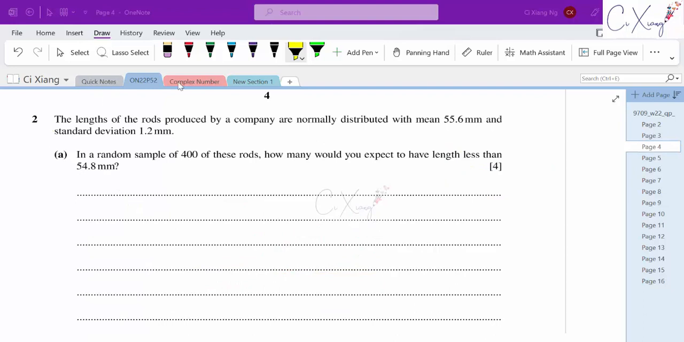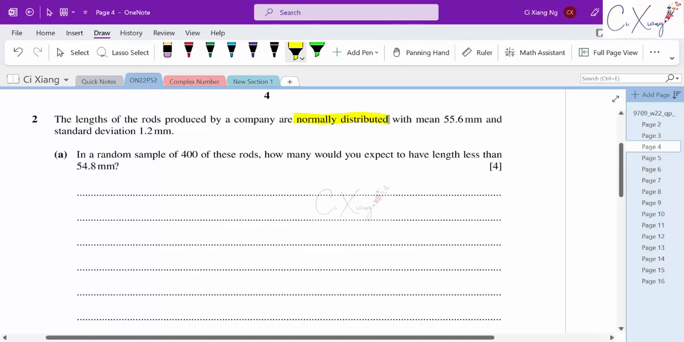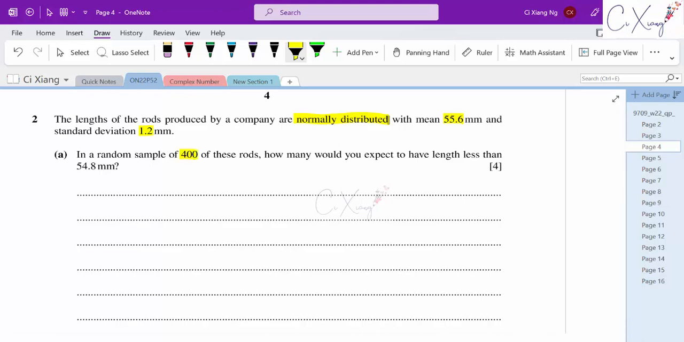Okay, so question number 2. The lengths of rods produced by a company are normally distributed, so highlight the keyword normally distributed. We are given the mean and also the standard deviation. In a random sample of 400 of these rods, how many would you expect to have length less than 54.8? Before we can find the number of rods less than 54.8, we need to calculate the probability first.